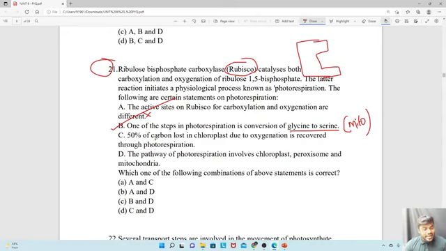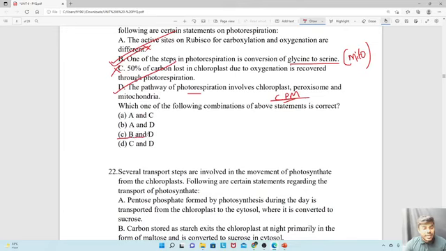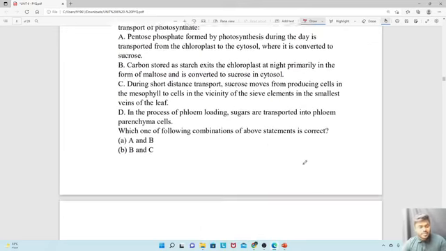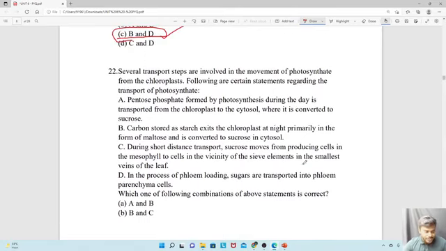Option C says that 50% of the carbon lost in the chloroplast due to oxygenation is recovered through photorespiration. No, the pathway of photorespiration involves chloroplast, peroxisome and mitochondria. So option B is correct, option D is correct. Hence the correct answer will be C, B and D. Very good, amazing, friends. Good, very good. Think and answer.